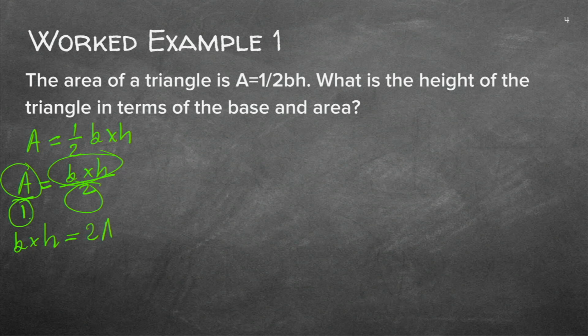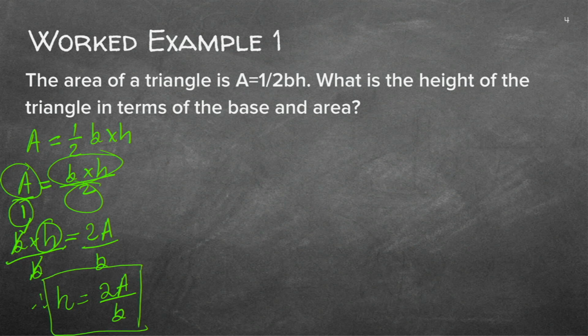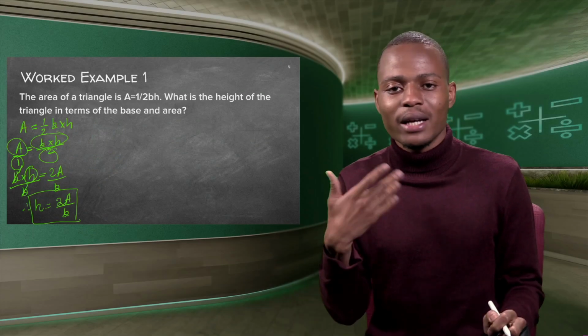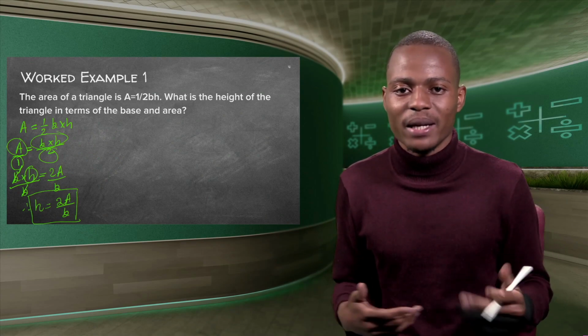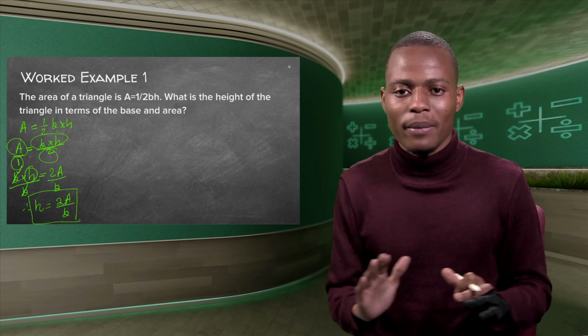It's simply 2A. And since we're trying to make H the subject of the formula, B is the value disturbing H, so we divide by B on both sides. Therefore H is left alone, so H is given by 2A divided by B. So that is how you make the height the subject of the formula. For you to find the height, you need to multiply the area by 2 and divide it by the base. That is what this equation means, guys.